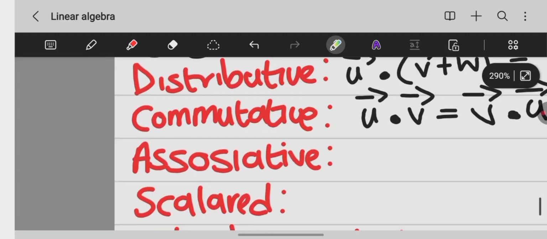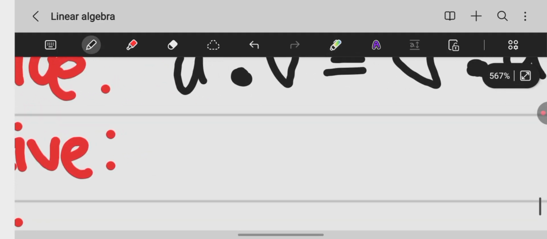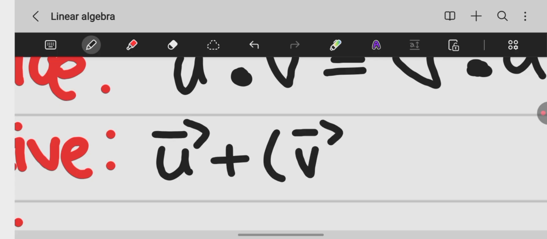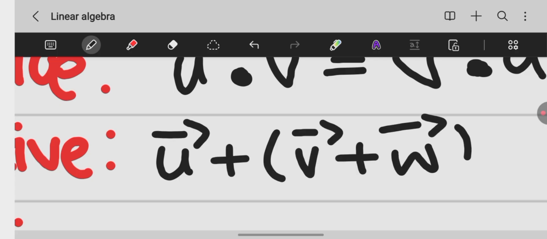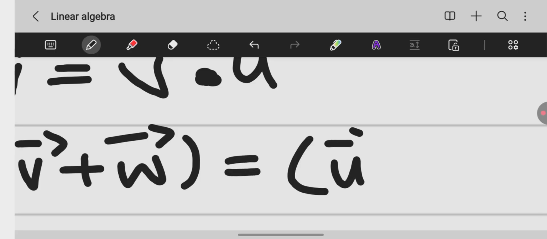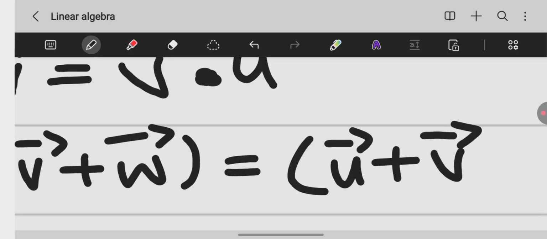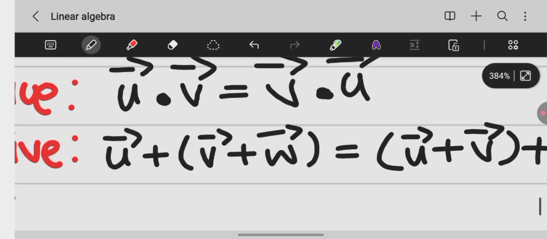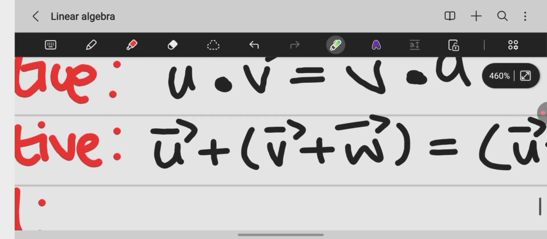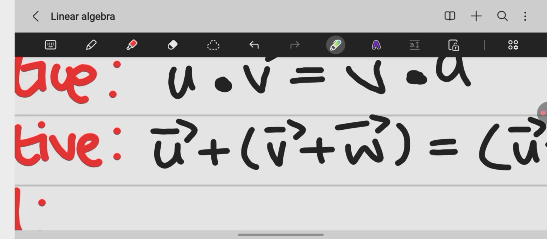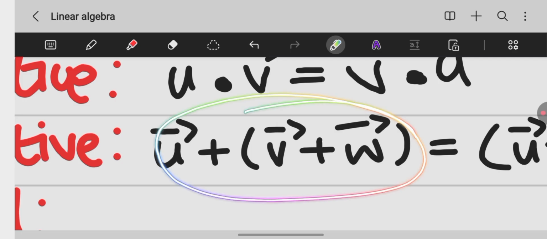And then associative would basically mean if you have vector u plus vector v plus vector w, this is equal to vector u plus the vector v, plus the vector w. Let's talk about what this would give you. With associative, if you have two vectors being added together, the resultant would be another vector. And if you add that vector that you just got to another vector, you basically get a vector, right?